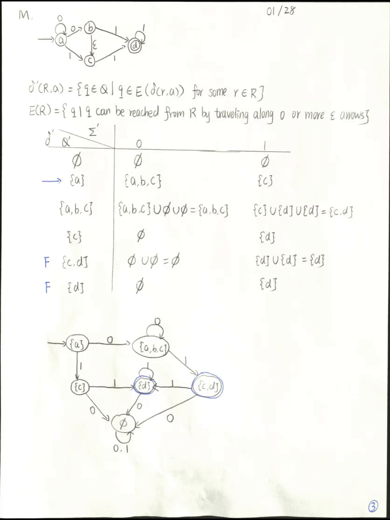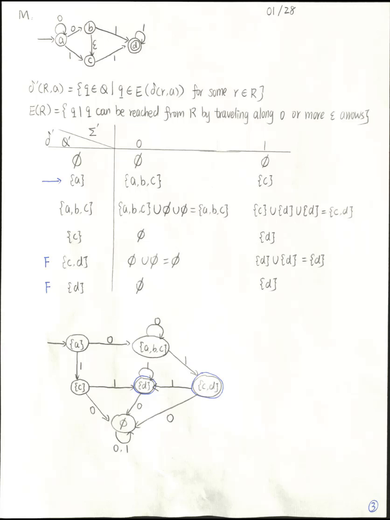Now we check the states A, B, C, and C, D. Only C, D is a new state, so I put that C, D in the left column. That means this C, D is reachable from the start state. Now I check the next transition for C. From C, after reading the symbol 0, I can reach nothing, so it's the empty set. Then I take the closure of that empty set, which is also the empty set, because from nothing, you can reach nothing. And from C, by reading the symbol 1, I can reach D. Then I take the closure of D, which is also D, because there are no epsilon transitions out of D.